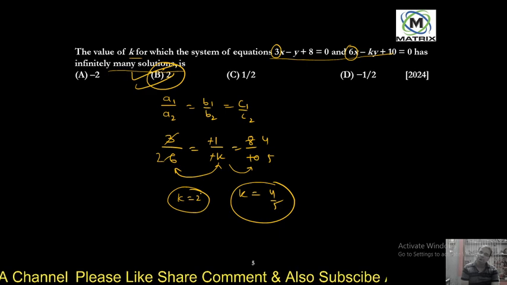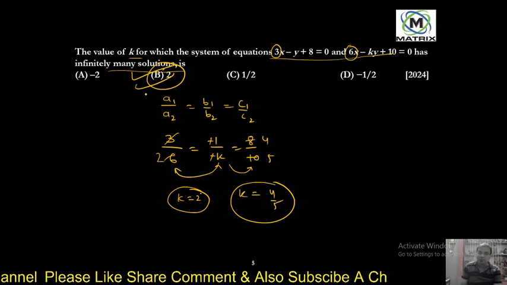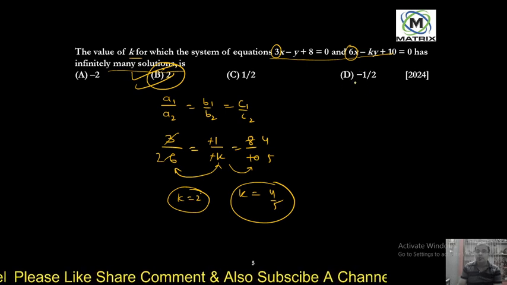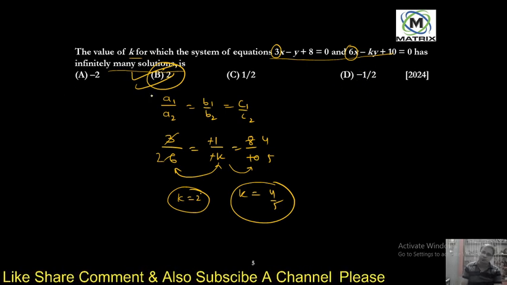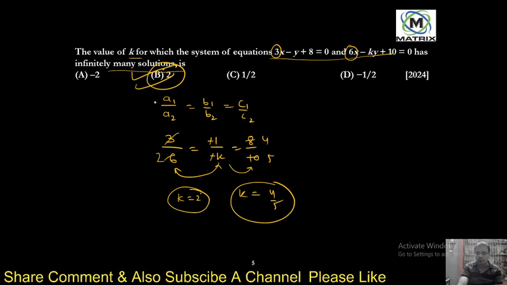Okay. Understood? If both the values are given in the options, then we have to say that option D will be both A and B. So we have to take both A and B also.